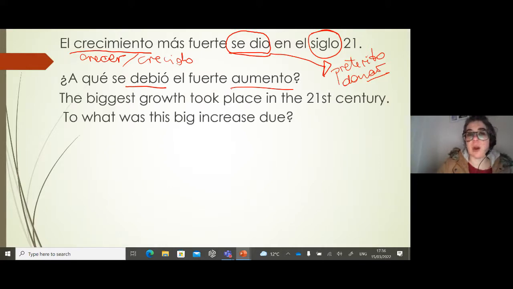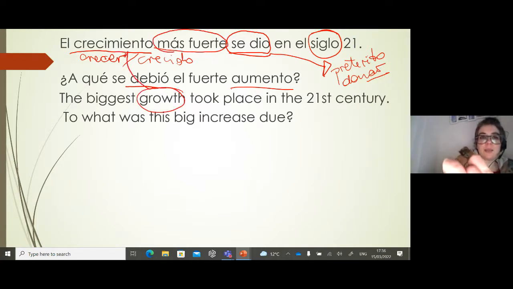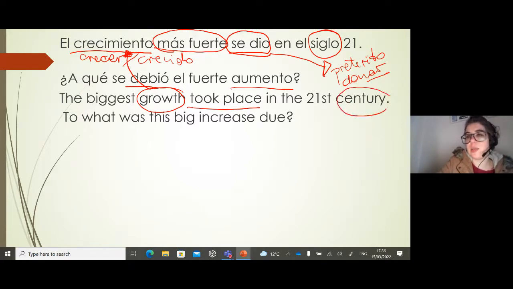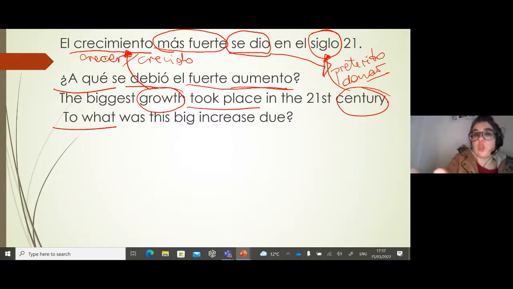The biggest growth, el crecimiento más fuerte, the biggest growth, crecimiento, took place, se dio, in the 21st century, siglo. To what was the big increase due? So, ¿a qué se debió? To what? ¿A qué? To what was the big increase, el fuerte aumento, due? ¿A qué se debió?